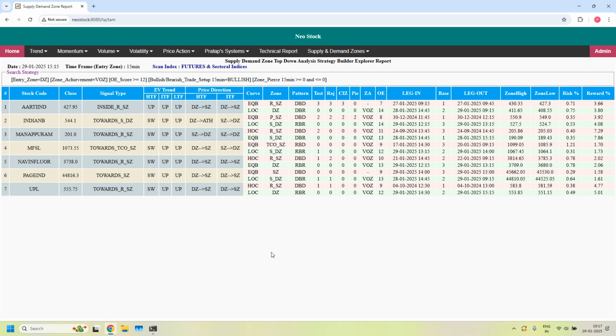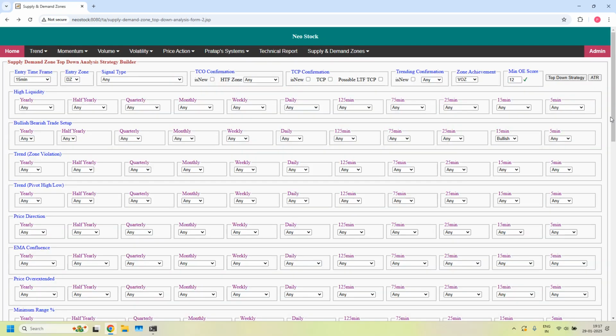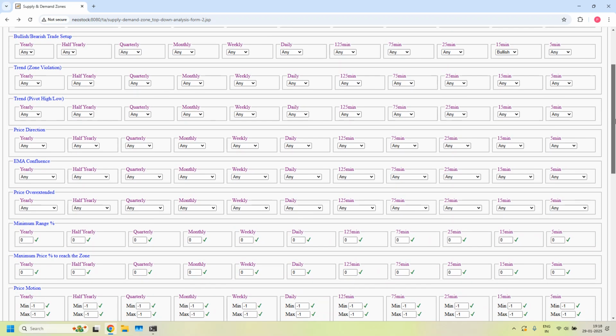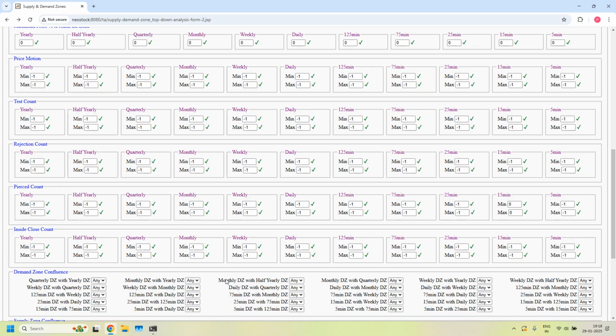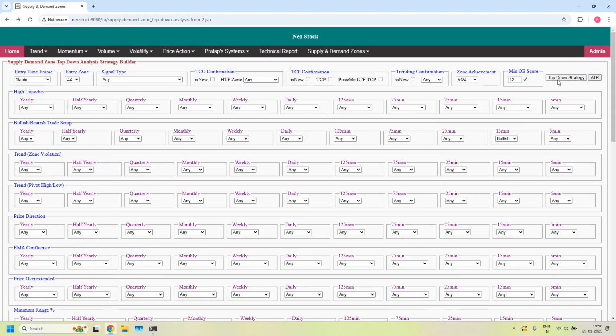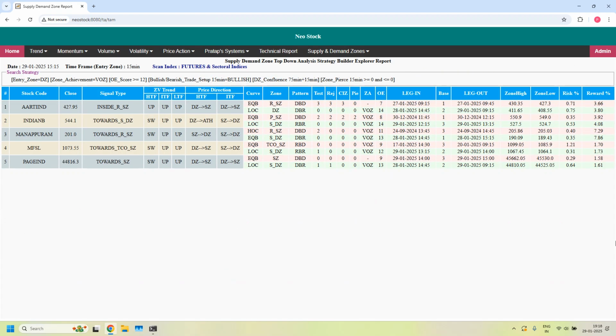Apart from that, we can also set even higher probability by checking zone confluence. We need to set 2 filters. First filter is LTF and ITF demand zone confluence. Let's verify that. LTF is 15 minutes, ITF is 75 minutes. So we are setting the filter 15 minutes demand zone having 75 minutes demand zone confluence. So with this filter, we got 5 stocks.